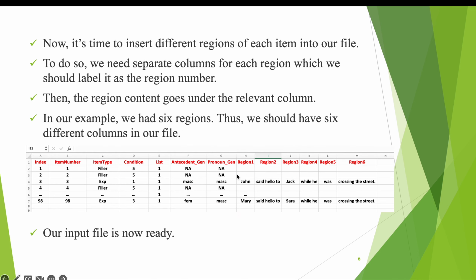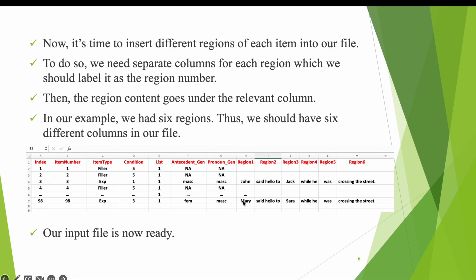All right, and now it's time to insert the different regions of each item into our file. To do so, we need separate columns for each region. In our study, we had 6 regions, so we make 6 new columns at the end of our columns. And then the region content goes under the relevant column, as you can see here. And for filler items, we should divide our sentences in the same way, and the content of each region should go under its relevant column.